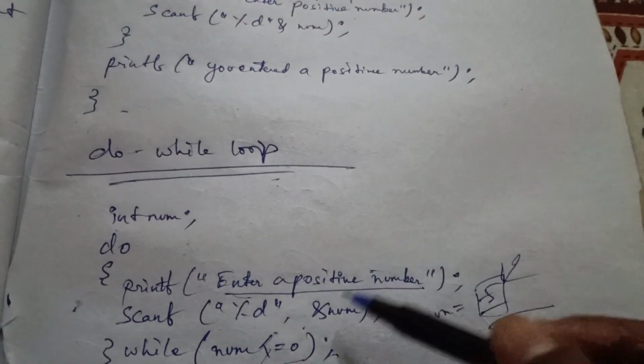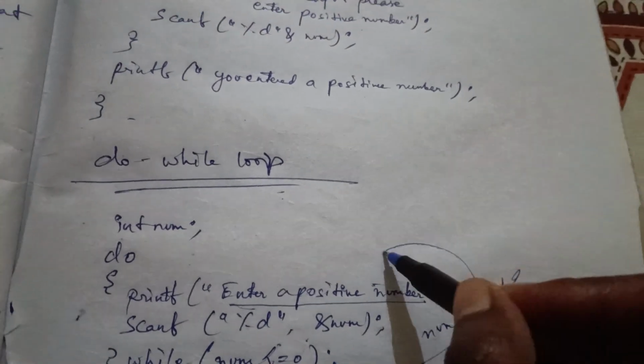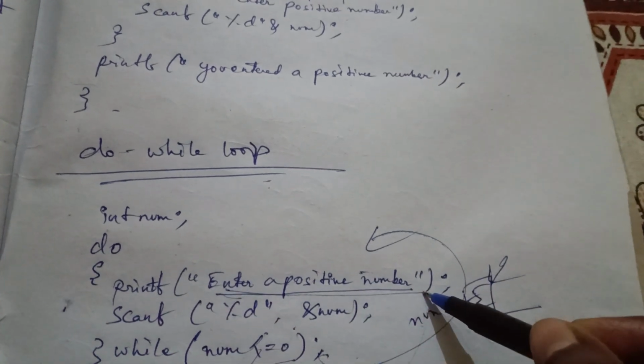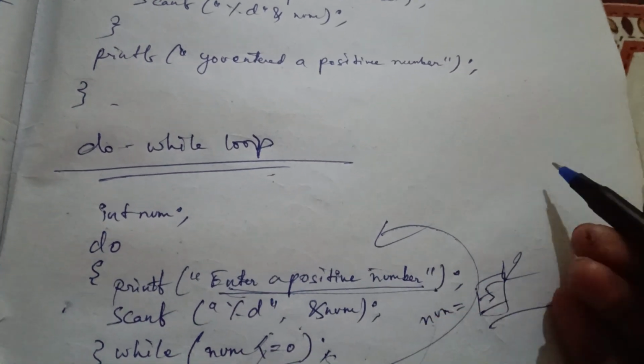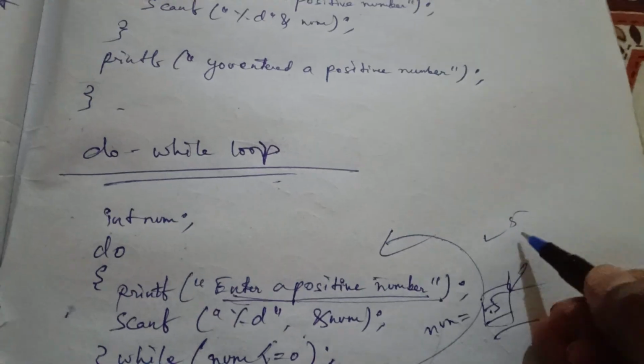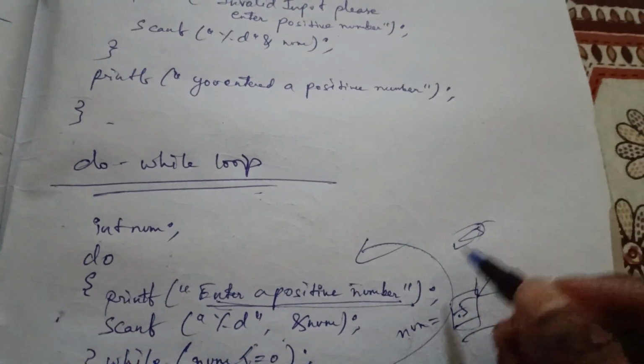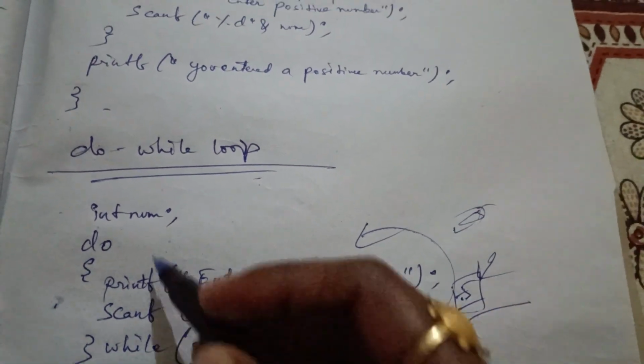So that's why we use do. Automatically when this condition is true, it will again go and print this line on the output screen, enter a positive number. This was wrong, you enter it again and it will be checked. So every time the user should get opportunities. That's why we use a do while loop.